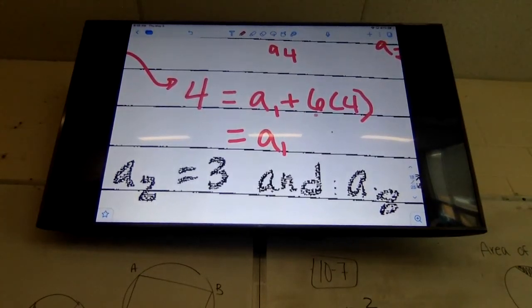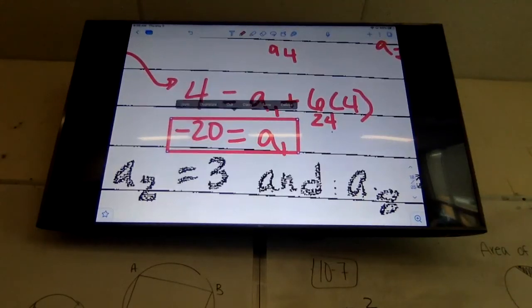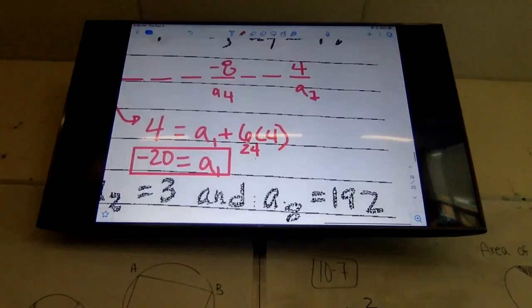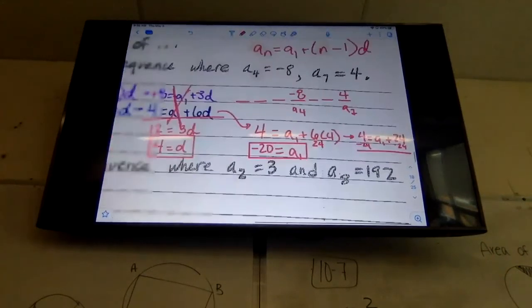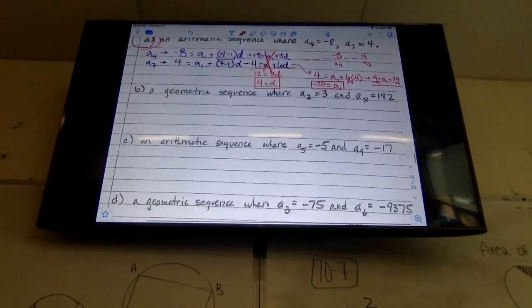6 times 4 is 24, and then we minus 24 from both sides, so a sub 1 equals negative 20. Good. That's the first term. So 4 equals a sub 1 plus 24. Multiply your 4 times your 6. And then I minus 24 from both sides. So yeah, negative 20 is my first term, and then 4 is my d. D is 4.